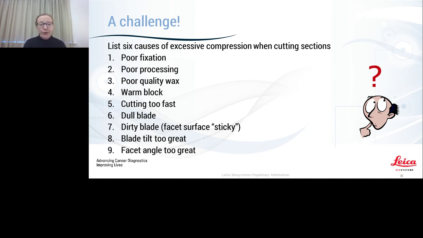You might have poor quality wax. You might have a block that's too warm, so you need to make sure that you cool that down. You could be cutting it too fast. The blade could be dull, or the blade is dirty. The facet surface is sticky with wax. The blade tilt is too great. Facet angle is too great.